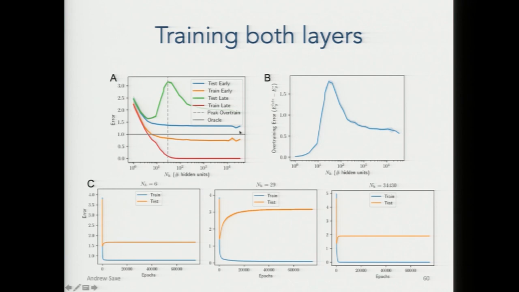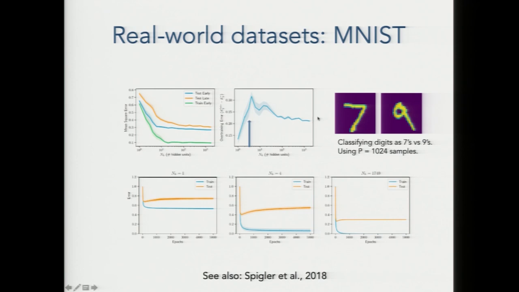And finally, this is all for isotropic inputs, still a very simple model. You might wonder if any of this transfers to real-world data sets. And here I'm just showing on the MNIST classification task, this is sevens versus nines, that at least, again, the qualitative properties transfer. So the overtraining peaks when the number of examples is equal to the number of parameters and decreases in either direction.